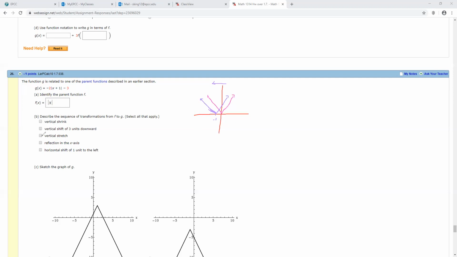So that's one of these down here. Which one is that? Of course, Megan, you already said it: a horizontal shift 1 unit to the left. So the last one. Good. So we're going to click that box.